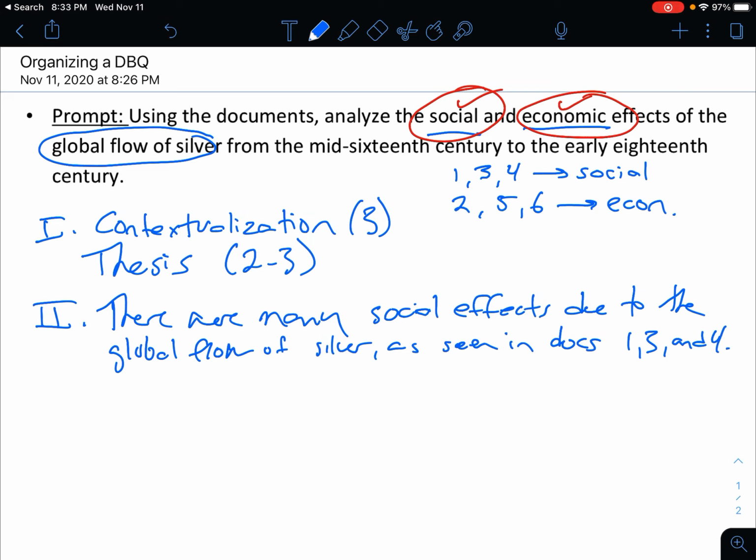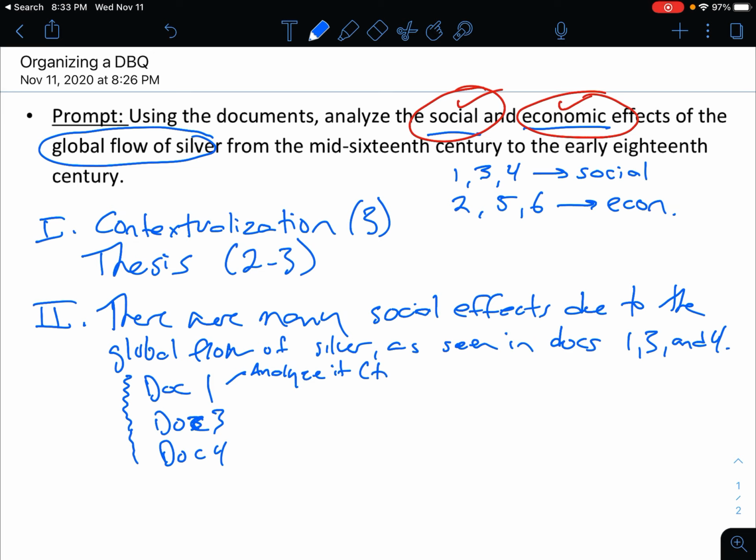Okay? Now I'm going to go along in this body paragraph, and I'm going to analyze docs 1, 3, and doc 4. Okay? And for each document, I'm going to analyze it.